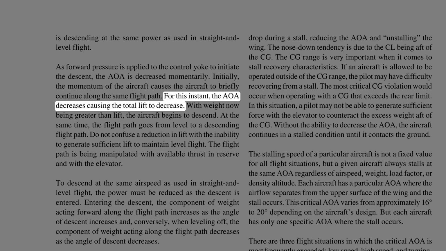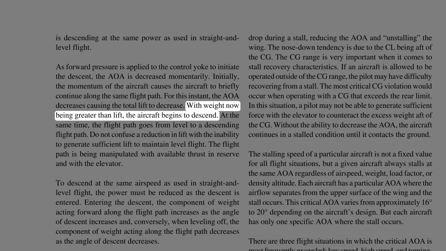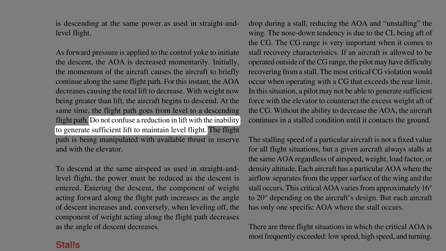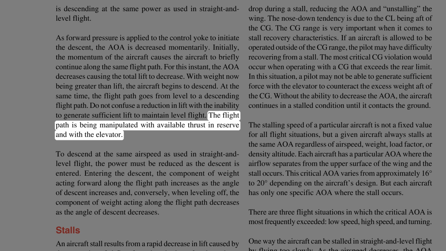For this instant, the AOA decreases, causing the total lift to decrease. With weight now being greater than lift, the aircraft begins to descend. At the same time, the flight path goes from level to a descending flight path. Do not confuse a reduction in lift with the inability to generate sufficient lift to maintain level flight. The flight path is being manipulated with available thrust in reserve and with the elevator.